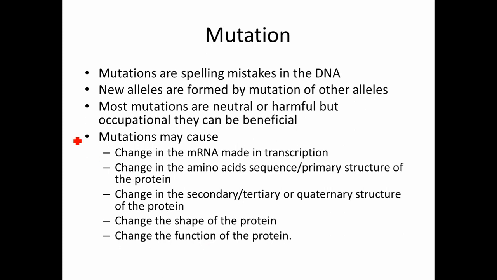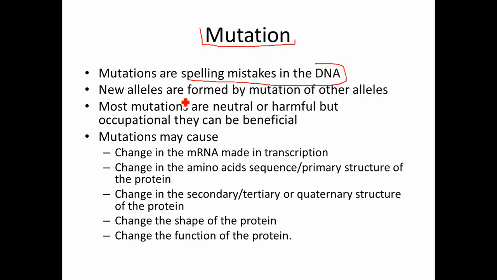Now, how do these SNPs arrive? SNPs, or single nucleotide polymorphisms, can arise by mutation. Mutations, at their most basic, are considered spelling mistakes in the DNA sequence. Basically, as DNA gets copied, different bases could get accidentally inserted by the DNA polymerase, and so it results in a spelling mistake, essentially.